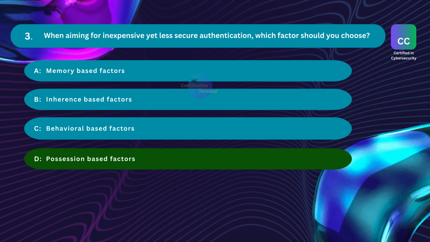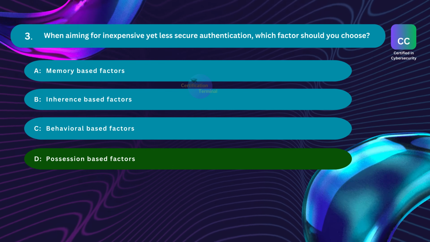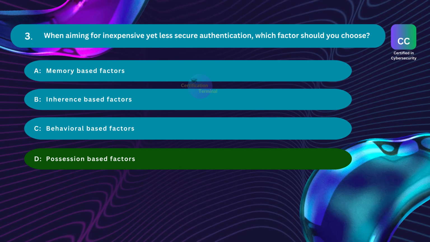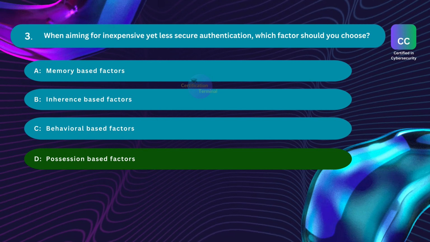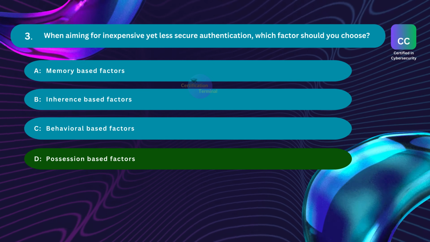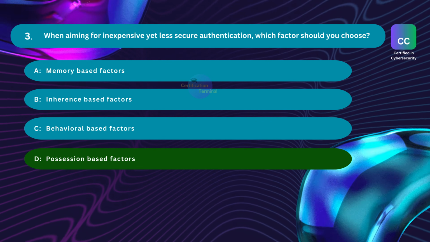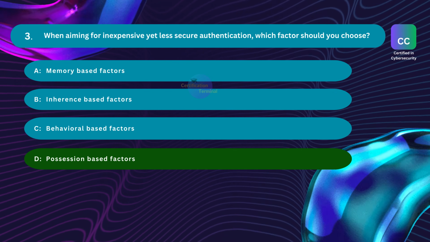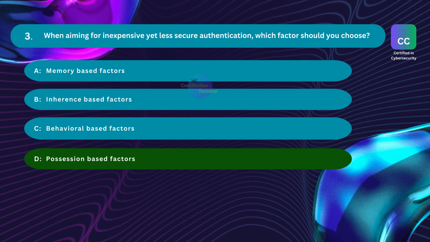Inherence factors involve authentication based on inherent physical or biological characteristics. Biometric identifiers like fingerprints, iris scans, facial recognition, or DNA analysis fall into this category. These factors authenticate based on immutable biological traits specific to an individual.